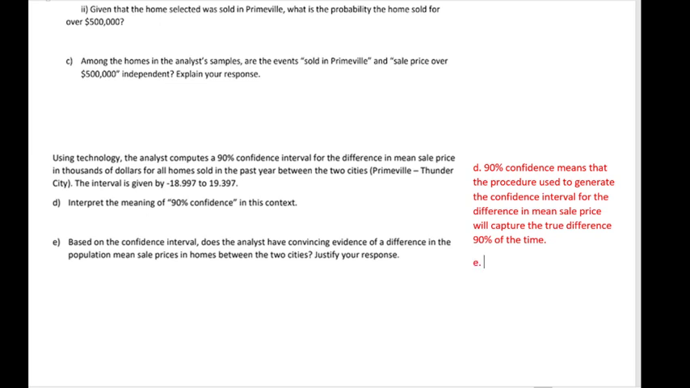Based on that confidence interval, we do not have convincing evidence that they are different because 0 is included in that interval. So because that interval includes 0, we can't say with confidence that 0 isn't part of that interval. So we don't have evidence of a significant difference there.